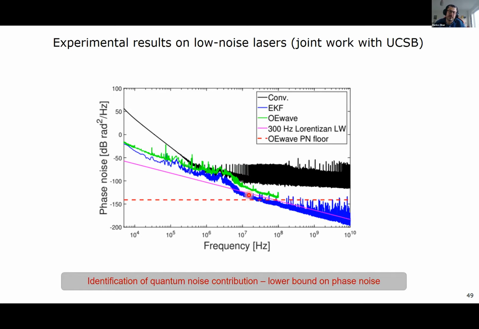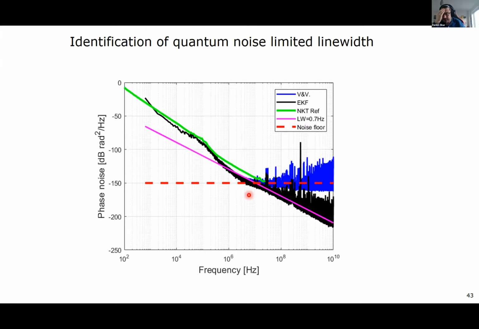And then we also teamed up with the Danish company called NKT Photonics to measure their fiber lasers, because the fiber cavity has much less quantum noise compared to the semiconductor cavity. The previous slide was a measurement on a semiconductor cavity. And basically what we show here is that the green curve is the state-of-the-art measurement instrument, and the black curve is our method, which we use here, EKF, with which we can actually measure way below this thermal noise limit, which is given by this conventional method.